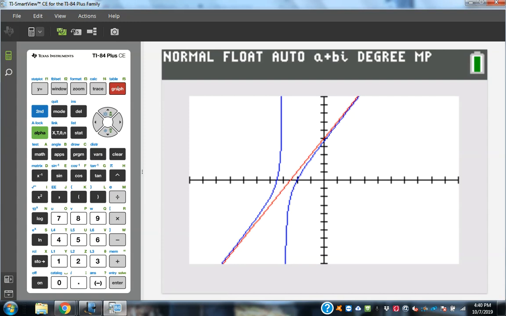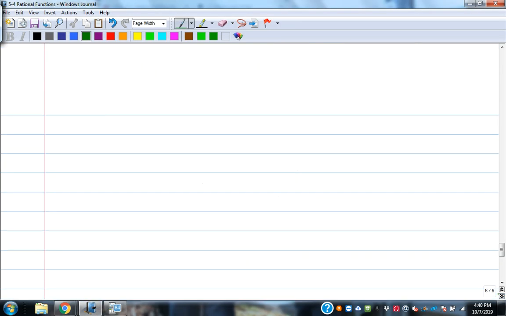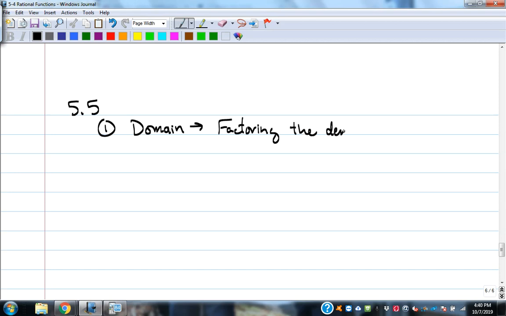All right. Let's look at 5.5, which just adds a couple of things to this. And I'm not even starting another set of pages. I'm just going to continue here. So let's kind of go through the process that we're doing. So the first thing we're going to do is the domain. And again, we're going to do that by factoring the denominator. The second thing we're going to do is simplify. And we're going to cancel factors when we do that.